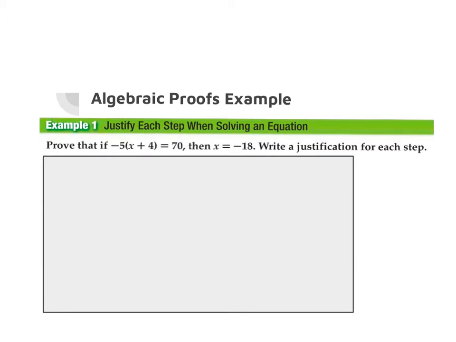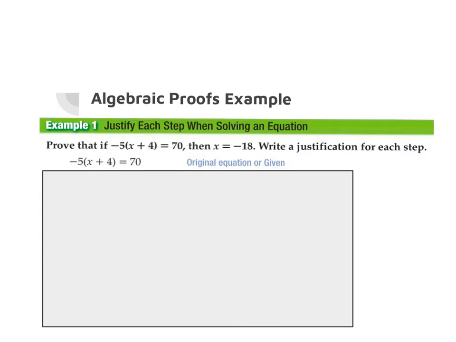So let's look at an algebraic proof example. So we want to justify each step when we're solving an equation. So the problem is prove that if negative 5 times x plus 4 equals 70, then x is equal to negative 18. So I'm going to walk us through each step here. So for each step that we do to solve this problem, we need to justify it using our properties.